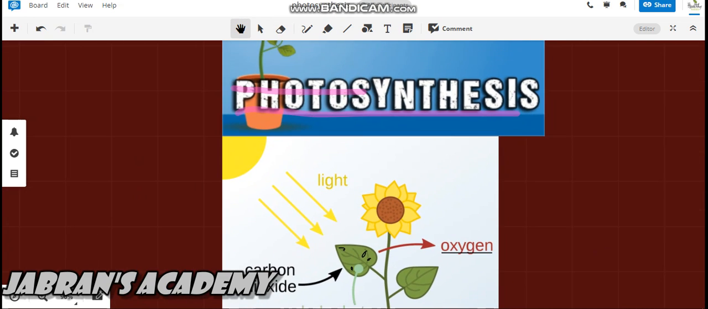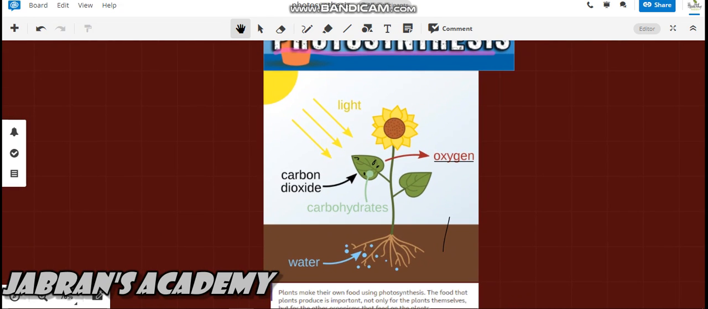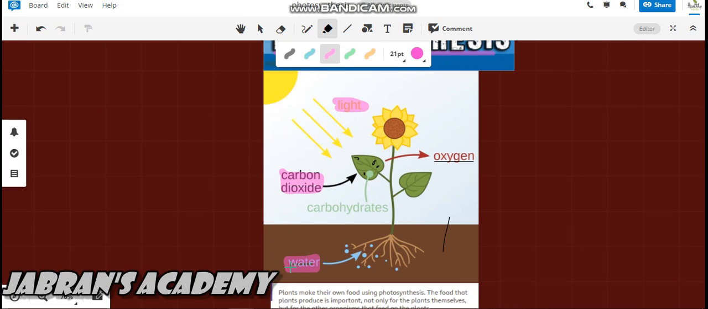First of all, I would like to tell you about the three main things that are important for photosynthesis. The first thing is light, the most important thing. The second thing is carbon dioxide. And the third thing is water. Light is absorbed from the sun and goes into the stomata. From the stomata it is absorbed by the chlorophyll, and then it helps in photosynthesis.